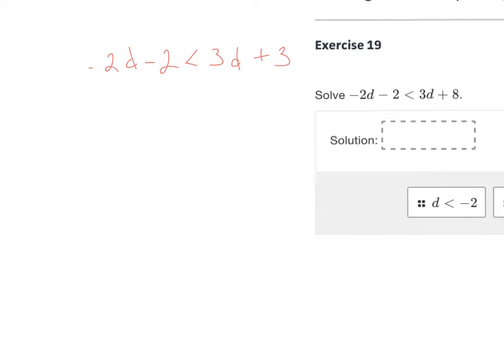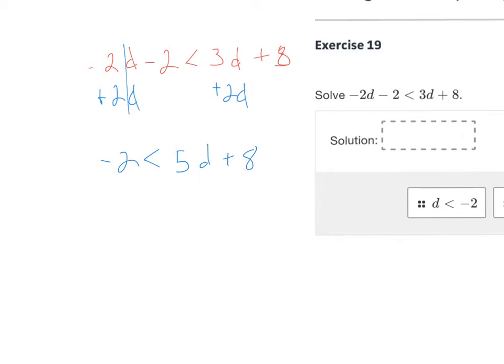So once again I have the variable on both sides, and I could add 2d or I could minus 3d, but that would leave me with a negative. So what I'm going to do is add 2d to both sides. That's going to give me negative 2 is less than 5d plus 8.